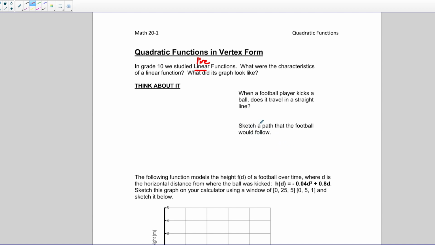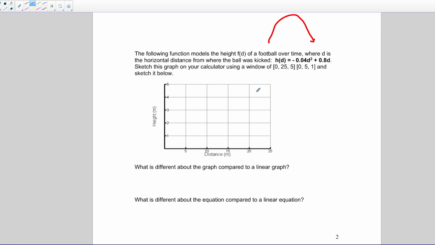So in this case, if we were looking at a football being kicked, we'd actually start on the ground, it'd get kicked up, and it would kind of curve back down just like so. So this curved path is really just the foundation for the types of graphs we're going to study in Math 20-1. Let's go ahead and put this into practice. So for this example down below, we have a function that's modeling the height h of d of a football kicked over time, where d is going to be the horizontal distance from where the ball was kicked. So we have h of d is equal to negative 0.04 d squared plus 0.8 d.